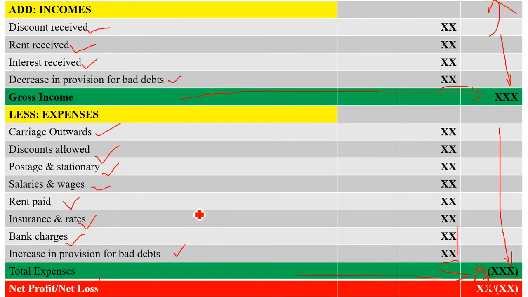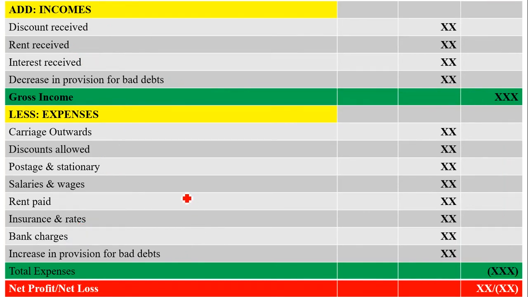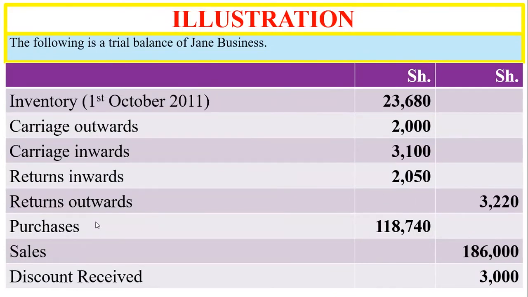One thing that you need to know: how do you identify the incomes or expenses? Incomes have a normal credit balance and the expenses have a normal debit balance. We are going to see that in an illustration. So this is the format of the statement of comprehensive income. Let's now look at an illustration that will help us understand better.